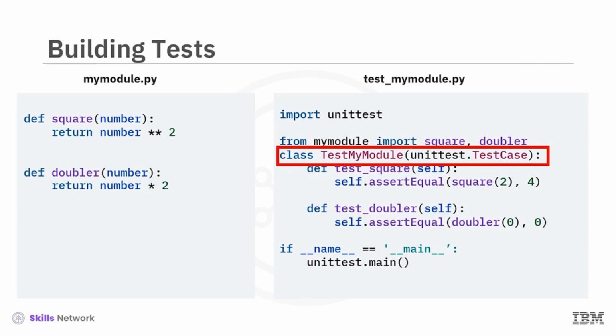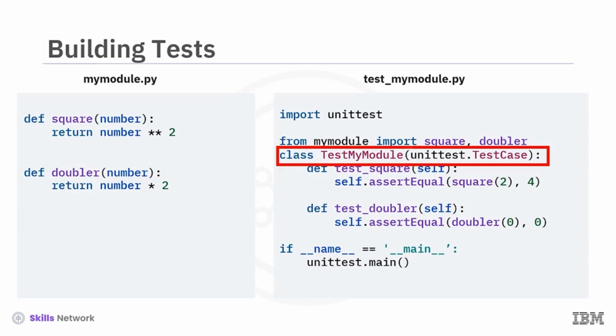For example, to create a class named TestMyModule, enter class Test with uppercase T in the first occurrence, My with uppercase M, Module with capital M, unittest, dot, TestCase with T and C in uppercase. Notice how the class name has test prefixed to the unit name in the example. It is a good naming convention to prefix test to the class name to help distinguish between the unit class and the unit test class.